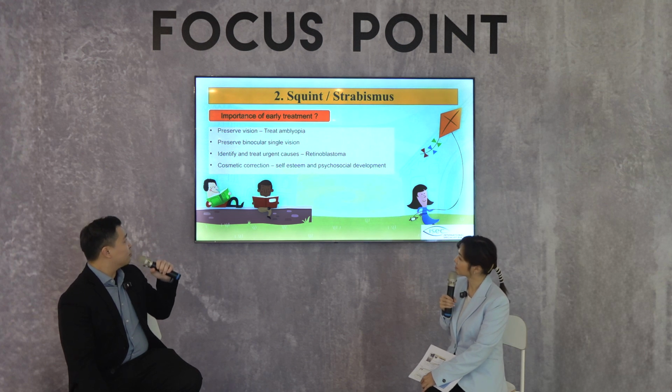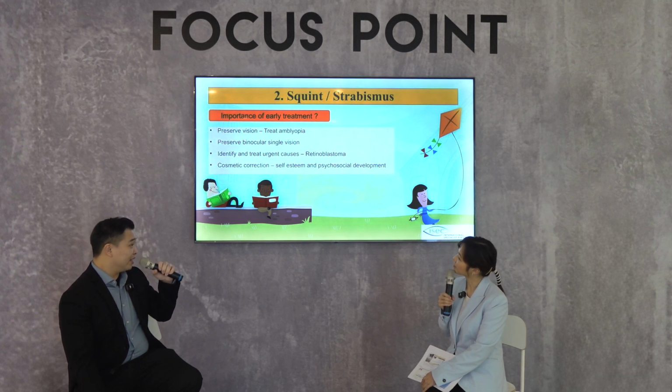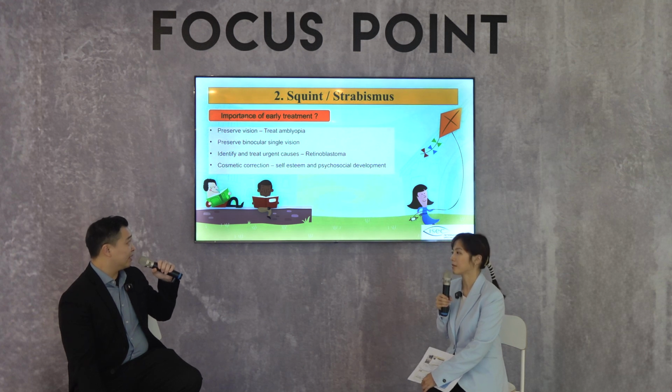We also want to identify and treat urgent causes, like any space-occupying lesion or eye cancer, because it can be life-threatening apart from sight-threatening. And cosmetic correction is also important in children. Why is that so? Because they are growing and socializing. They may have some social stigmata in their life, and this helps in improving their self-esteem, their confidence level, and also their psychosocial development. So it's important to get it treated early.